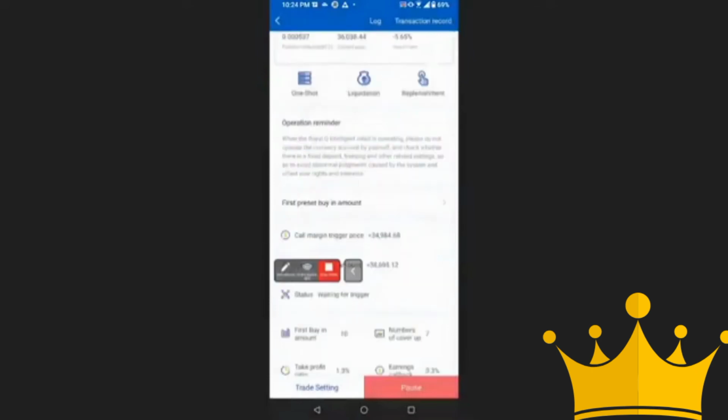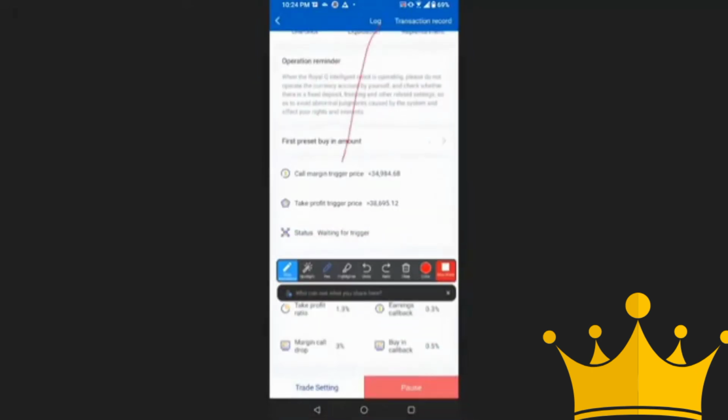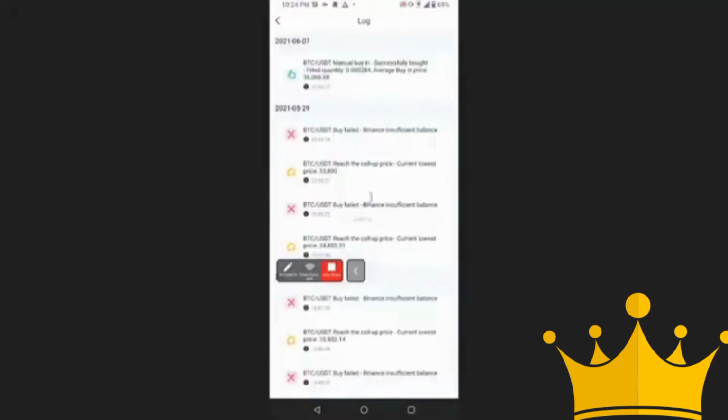Never mind. If I go to the log up here, guys, now you see what it says: manual buy in. Successfully bought, filled the coin at the price of 36,000. So with dollar cost average, it became 38,000. Now let's go back to my Binance.